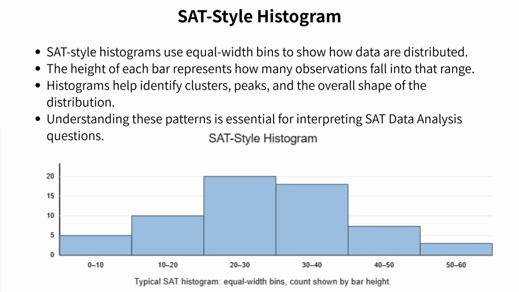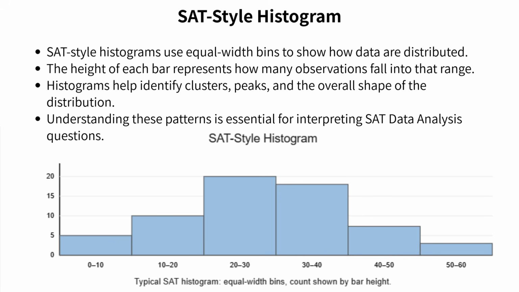Here, we have a typical SAT-style histogram. The data are grouped into equal width intervals or bins, which is always required for a proper histogram. The height of each bar represents the frequency, in other words, how many values fall within that range. Notice how the bars rise toward the middle and then decline. This pattern gives us a sense of where most data are concentrated, which helps us estimate the center of the distribution. For example, if most of the height is around the 20 to 40 range, we know the mean and median will likely fall somewhere in that region as well.